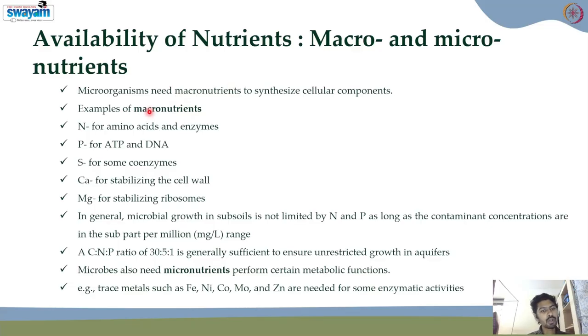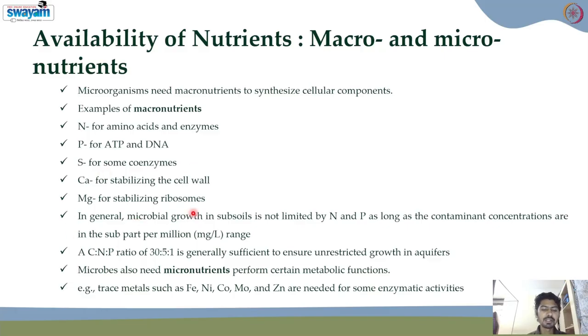The examples of macronutrients are, the first is nitrogen. Why is it used? Nitrogen is a component of proteins and is used for synthesizing amino acids and enzymes. Whereas phosphorus helps to produce ATP and DNA. And in case of sulfur, it acts as a coenzyme for carrying out the biochemical reactions. In case of calcium, it helps to strengthen and stabilize the cell wall. Whereas magnesium helps to stabilize and hold the ribosomes.